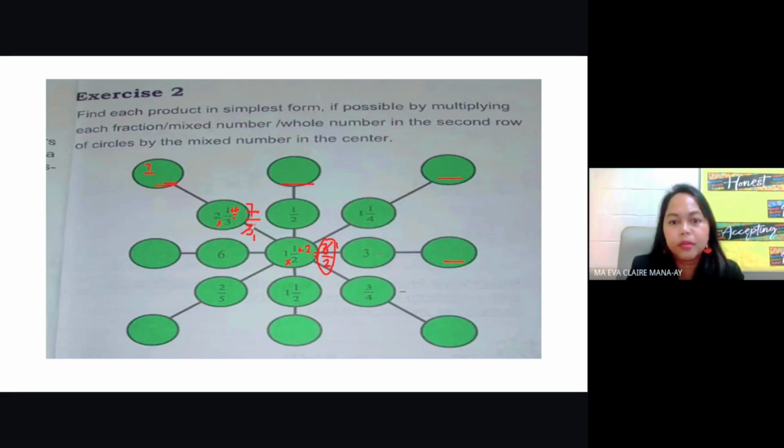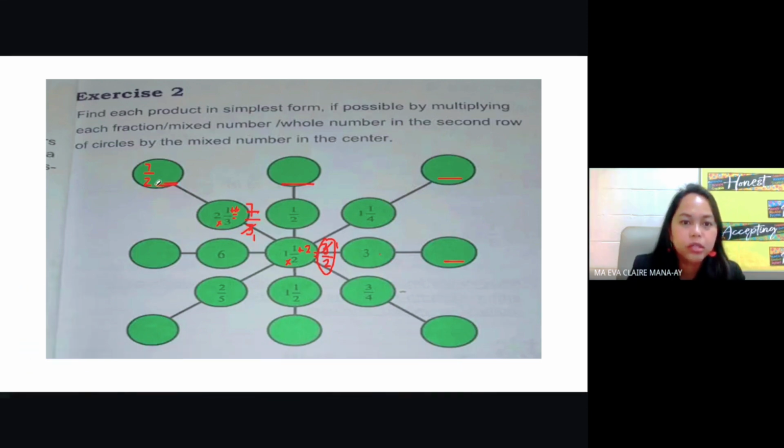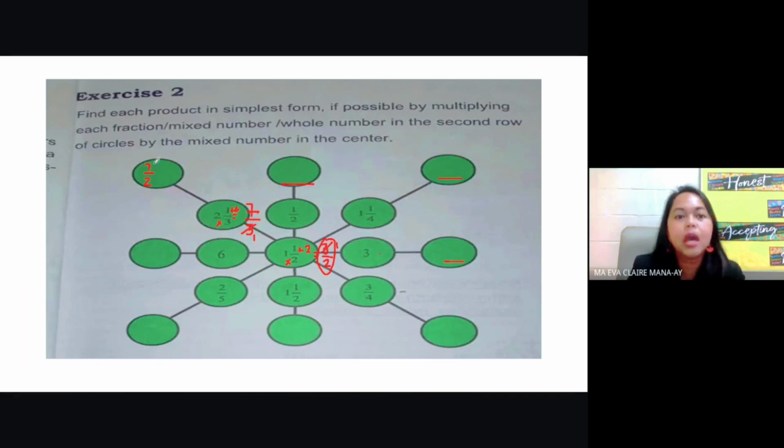And 1 multiplied by 2, that would give us 2. Okay, so that's your answer, 7/2. Now, as you can see, it is an improper fraction, and so we need to convert it into our mixed number. Again, how do you convert that into a mixed number? You simply divide your numerator by your denominator.